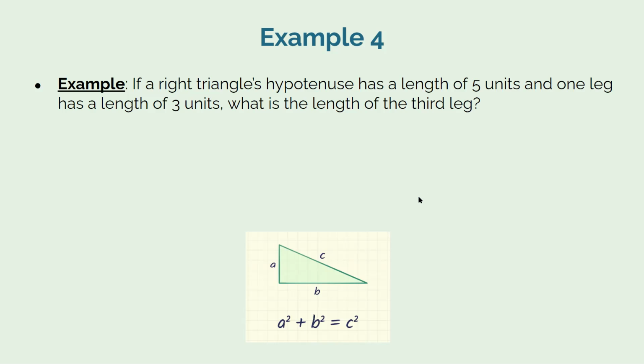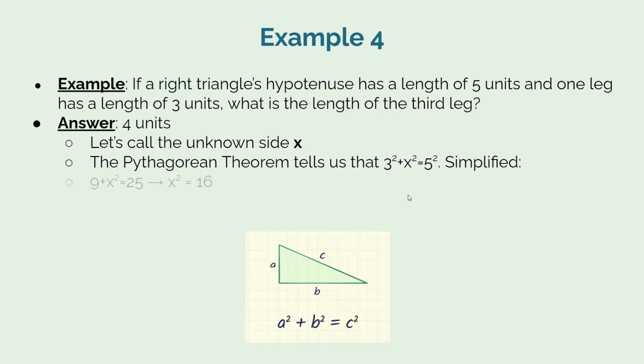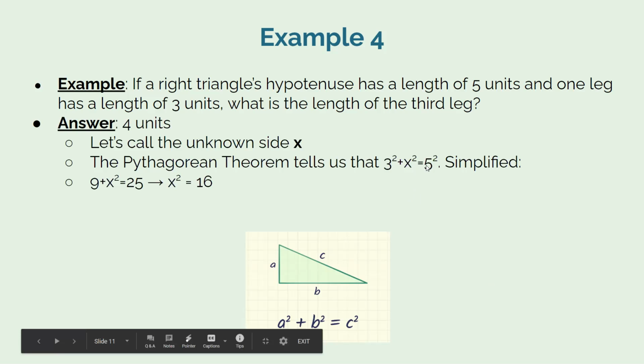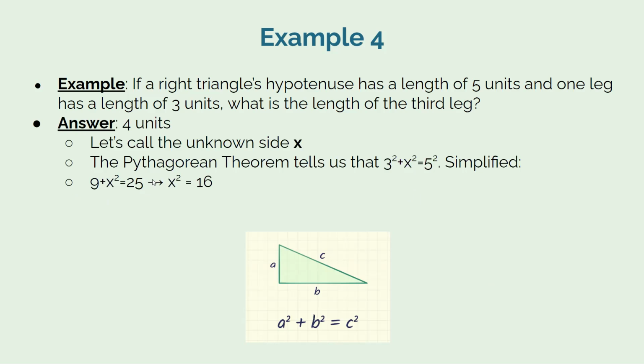So we know that C is 5 because it clearly says that the hypotenuse has a length of 5, and we know that the hypotenuse is C. So using the equation, we know that one of the legs is also 3. So we're just gonna make an equation: 3 squared plus x squared is equal to 5 squared. Once we simplify that, we get 9 plus x squared is equal to 25, which we can simplify to x squared is equal to 16, and x would be 4. So 4 is the correct answer.